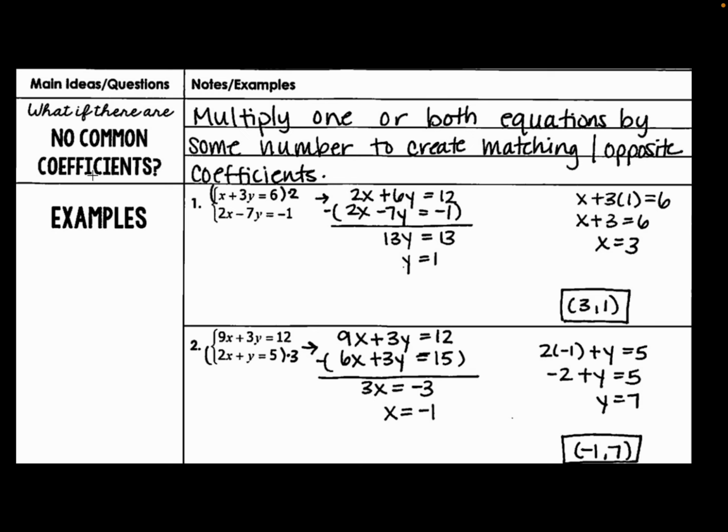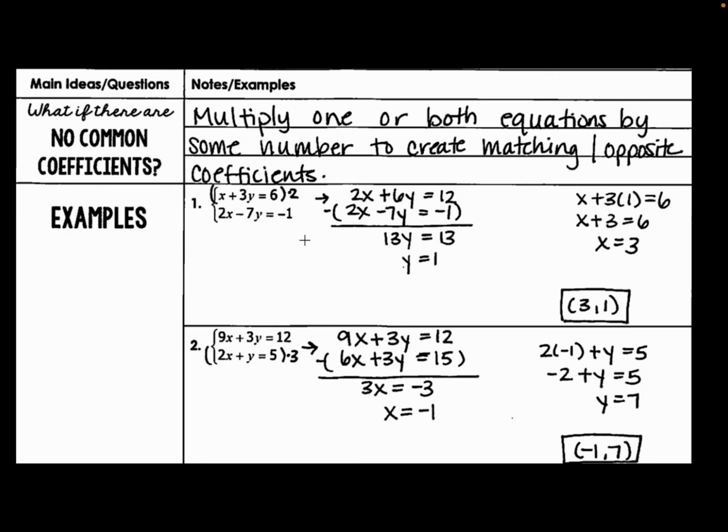If we don't have common coefficients, we might have to multiply one or both of the equations by the same number to create matching or opposite coefficients. It's not ideal to do this, you guys, I'll be honest. If you have two equations that don't have common coefficients, it might be easy to just solve this one for y, solve this one for y, and graph it. We know how to move the x to the other side and divide, and then type it into Desmos and click where they cross, right? We can do that on these questions.